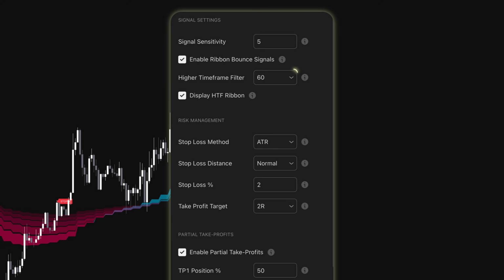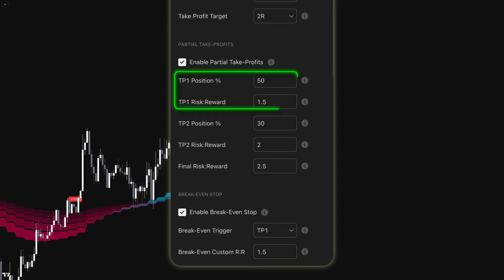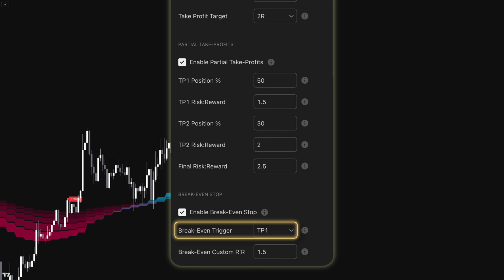Let me show you a real example with multiple pro features enabled. Here's Bitcoin on the 15-minute chart with the 1-hour HTF filter active. I've got partial take profits enabled with the default settings. 50% at 1.5R, 30% at 2R, 20% at 2.5R. Break-even set to trigger at TP1.